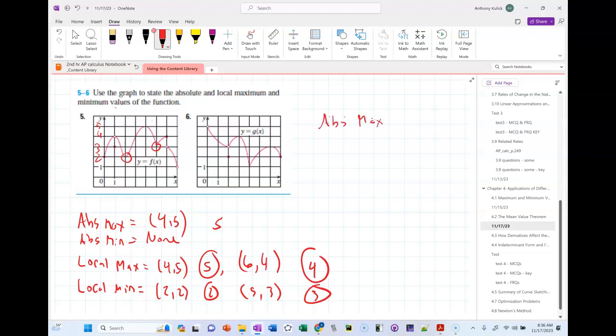So, is there an absolute maximum? The overall highest point is open, so we can't have one of those. Absolute minimum, do we got one of those?